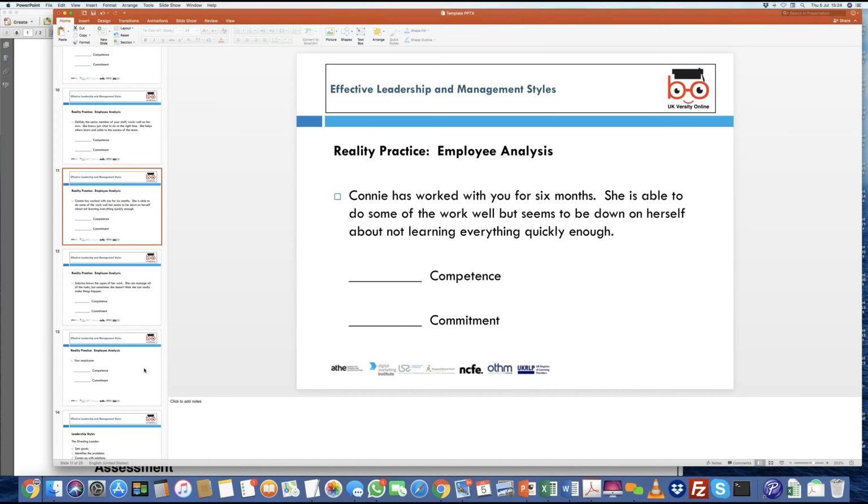It is competence, yes, because she's been on board for 6 months, and because she's not learning herself quickly, and she is able to do some things. Obviously, it signifies competence. Let's look at another one.